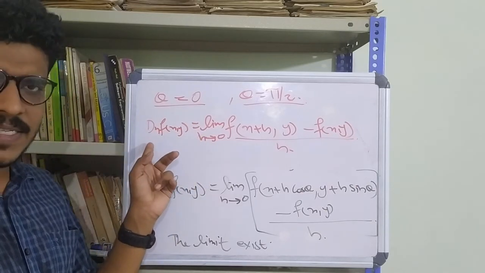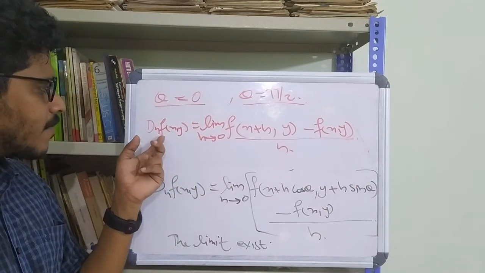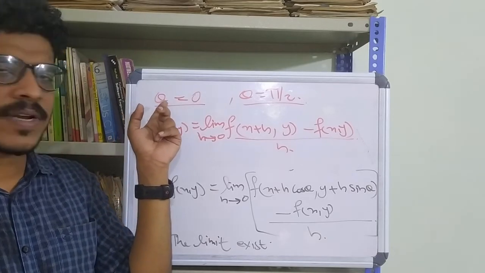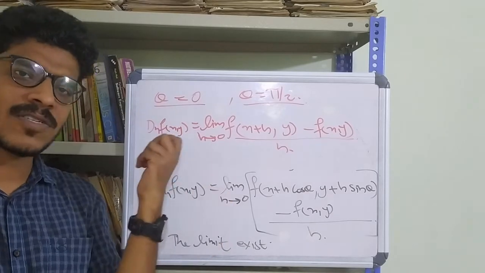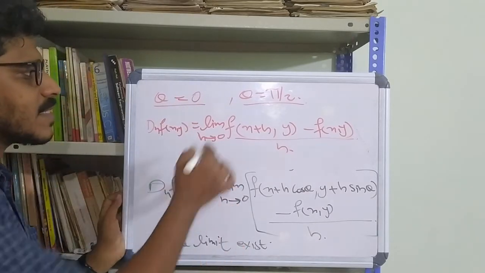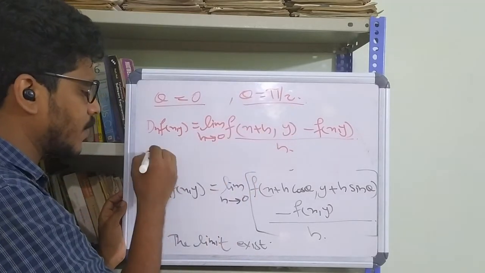So the directional derivative of f in the direction of the unit vector having an angle of 0 degrees with the positive x-axis, or in the direction of the x-axis itself, is dou f by dou x. Similarly, let's evaluate the case where theta equal to pi by 2.